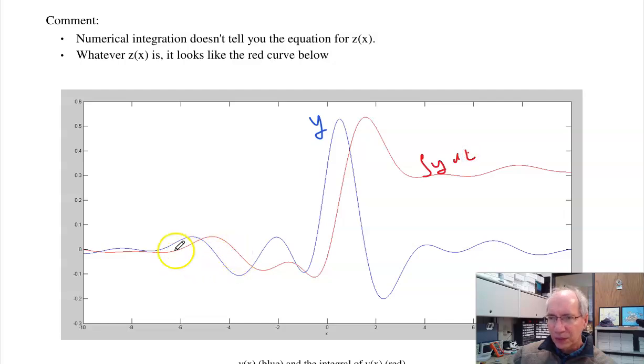So when y is positive, I go up. When y is negative, I go down, go up, go up a lot, go down a little, up, up, down. There's the integral. Again, Matlab doesn't tell you what the equation is for the integral, it just tells you whatever that function is, that's what it looks like.